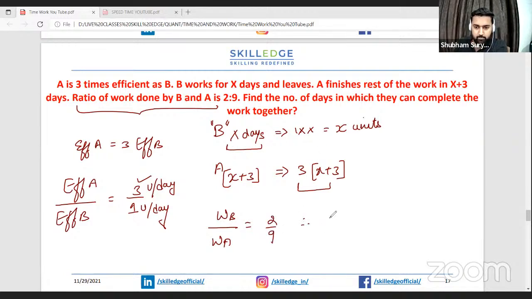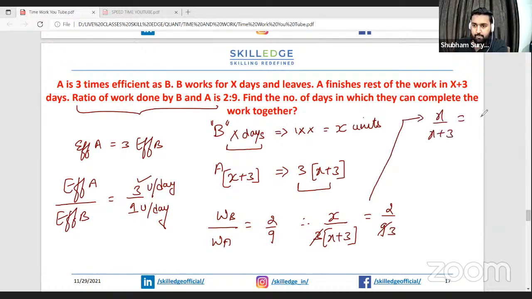Therefore, person B has done how many units of work? X units. Person A has done how many units of work? 3 times X plus 3 units. So this ratio can be equated with 2 divided by 9. 3 ones are 3, 3 threes are 9, we can cancel it out. चलिए यहाँ लिख देते हैं. So X divided by X plus 3 is equal to 2 divided by 3, guys. We can just cross multiply it. So X into 3 is equal to 2X plus 6. Therefore, the value of X comes out to be equal to 6.